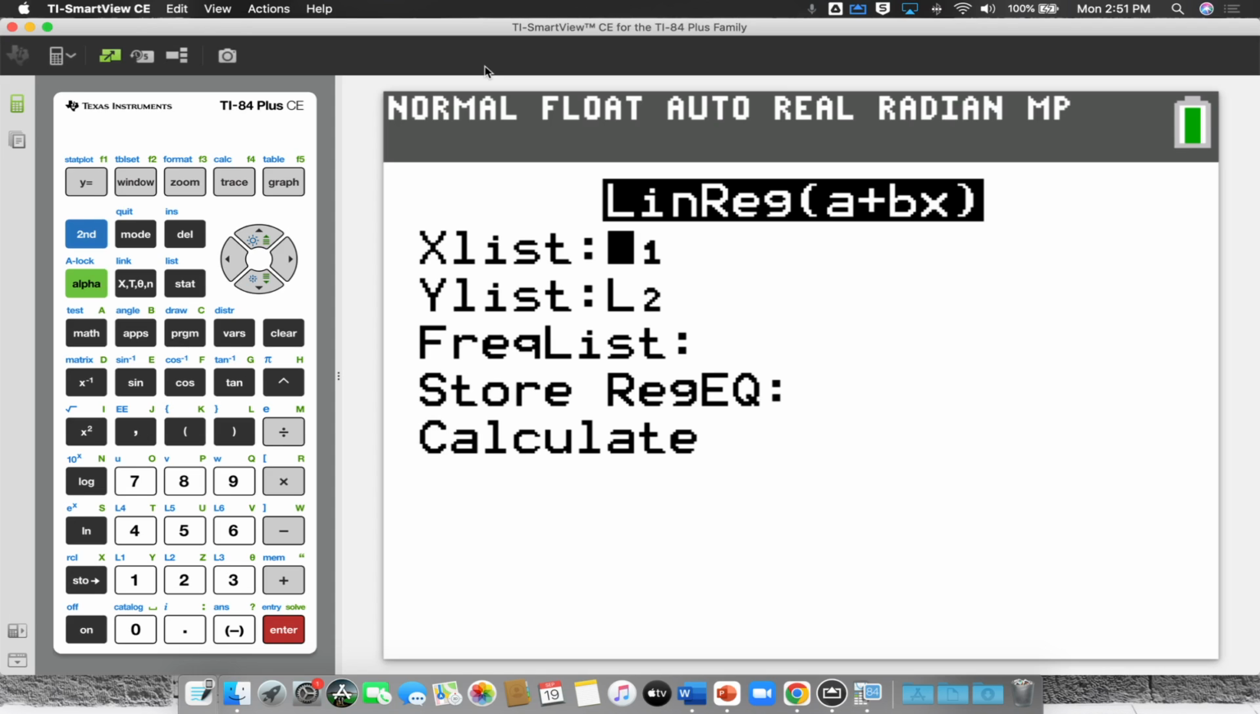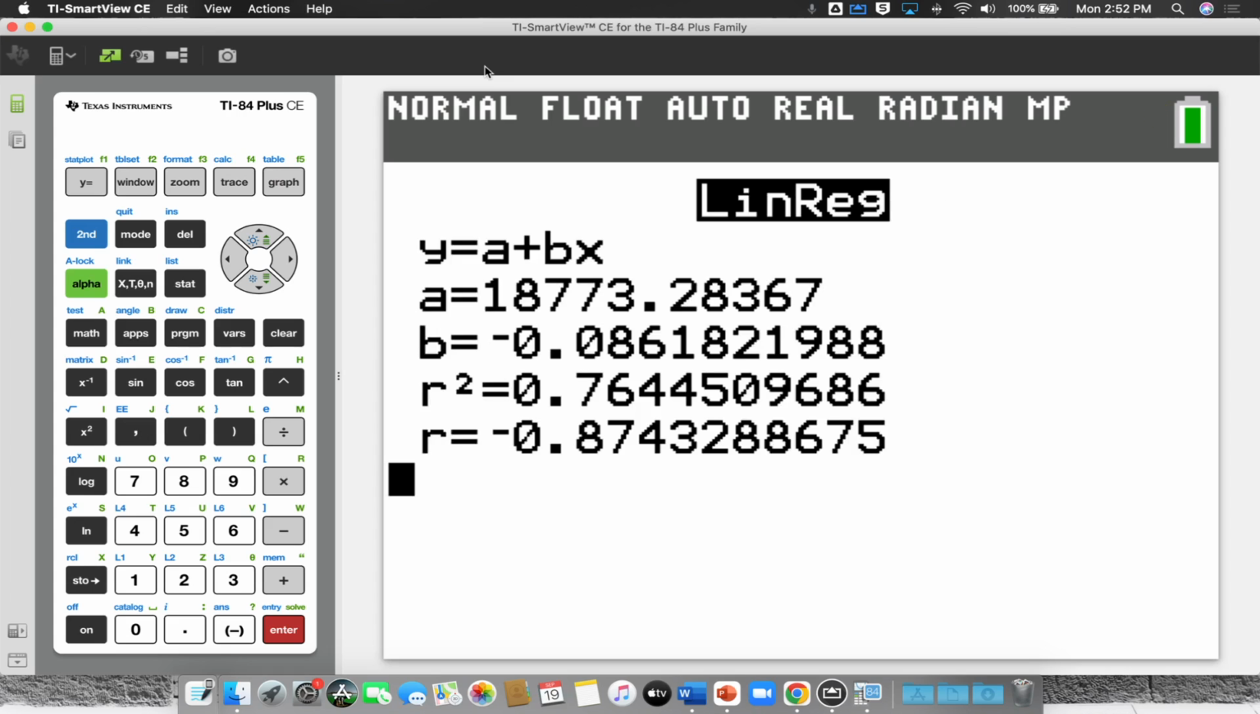It asked me, what is your explanatory? Well, my explanatory was miles driven. That's an L1 for me. For you, it might not be. My price was in L2. That's my response, right? So I make sure I tell it there. If you put it in some other list, just change L1 or L2. Then I just hit enter a bunch of times. Enter, enter, enter, enter, calculate. And there appear A and B. R's down there too, but A and B is the one we need.